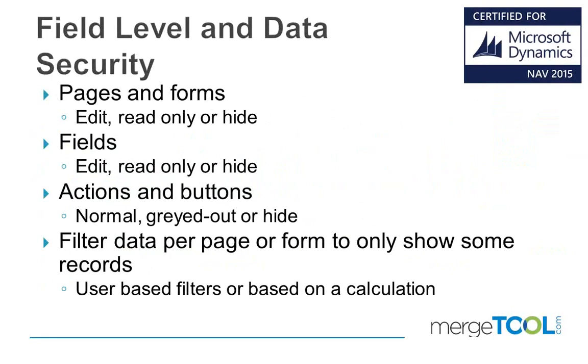The other part, of course, is the field level and data security. And that is those things you cannot do in standard NAV. We can make pages or forms read-only, or we can completely hide them for the user, so they're not allowed to open them. We can also make fields read-only, or we can completely hide fields. Actions are all the menu items in the Role Tailored client, the buttons in the Classic. That's really the only difference.